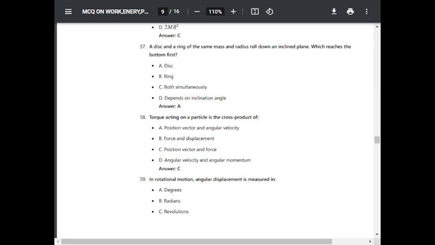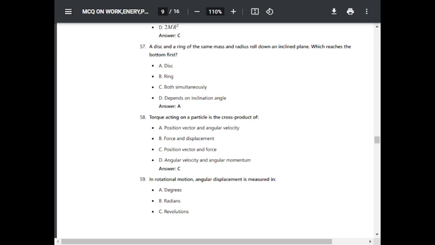Question number 58. The torque acting on a particle is the cross product of: option A position vector and angular velocity, option B force and displacement, option C position vector and force, and option D angular velocity and angular momentum. The torque is the cross product of position vector and force. Option C is correct.